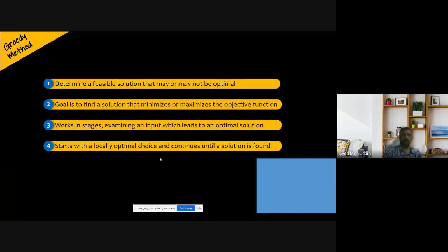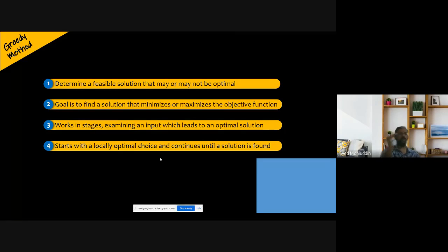Now before we move on, what we will actually do in these problems is determine a feasible solution. We will have many feasible solutions, and a feasible solution may or may not be optimal. Our goal in solving these problems would be to minimize or maximize, depending upon the problem, the objective function.